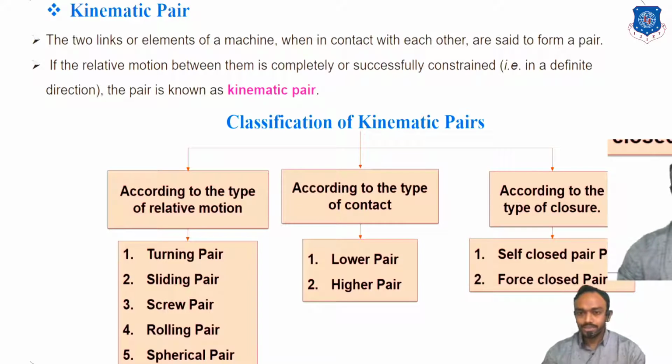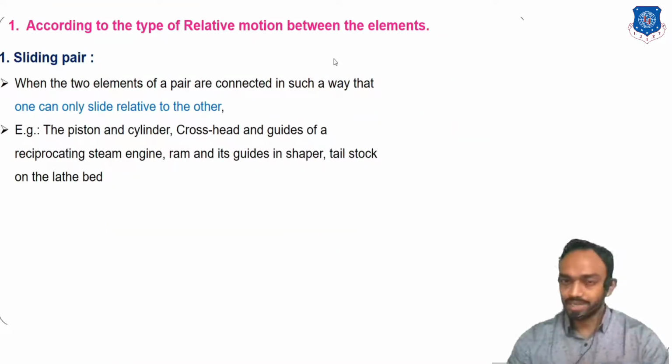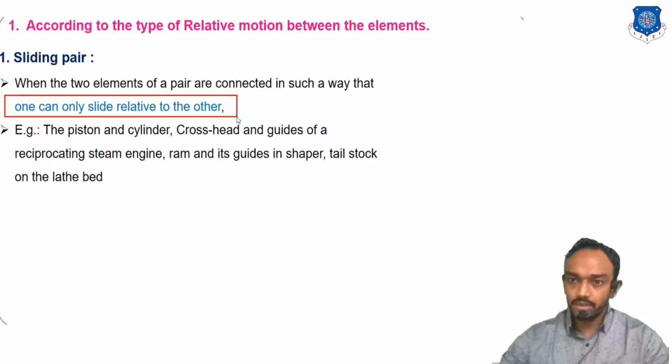Let's start with the first criteria, according to relative motion. One by one we complete all the types. First, classification according to the type of relative motion between them, and among that, first is a sliding pair. If two components or two elements of a pair are connected in such a way that one can slide with respect to the other, then it is a sliding pair.